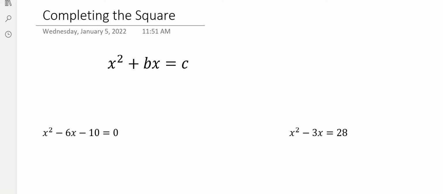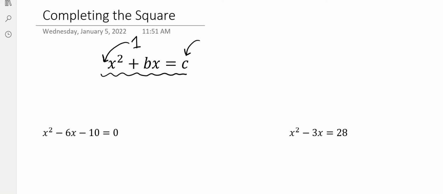Let's solve these quadratic equations by completing the square. The first thing we need to realize when we do completing the square is our equation needs to be in this form. You're also going to notice that I don't have an a out here. My a has to be a 1. Also, you're going to notice the c is on the end.